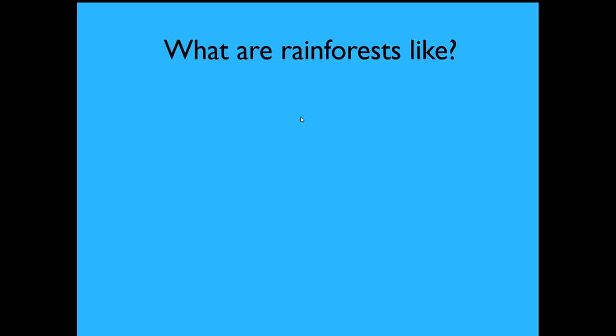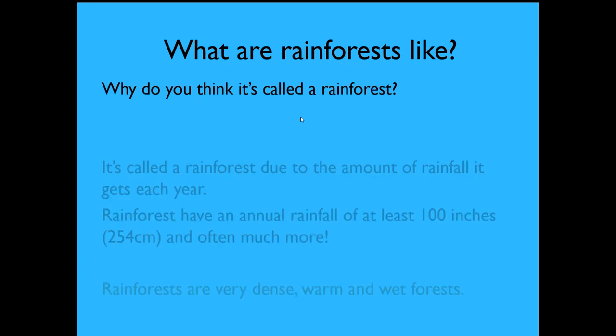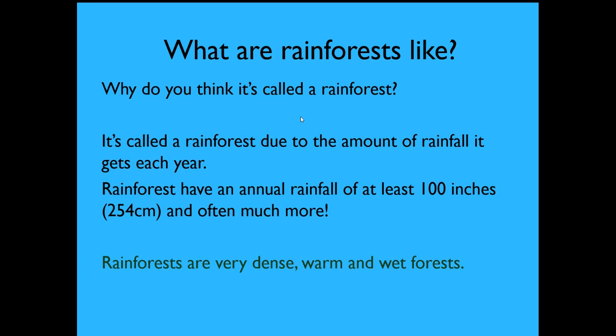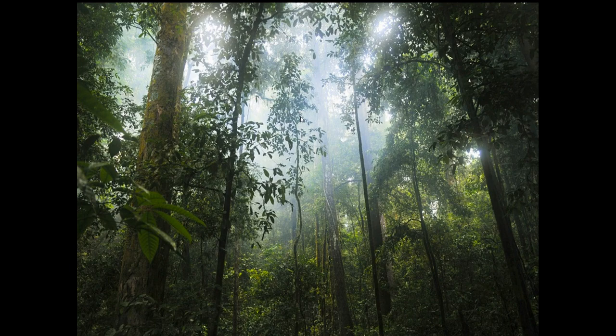What are rainforests like then? Well, what do you think rainforests are like? What can you imagine them to be like? And why do you think it's called a rainforest? Well, it's called a rainforest due to the amount of rainfall it gets each year. Rainforests have an annual rainfall of at least 100 inches or 254 centimetres and often much more. So rainforests are very dense, warm and wet forests. And here is an example.